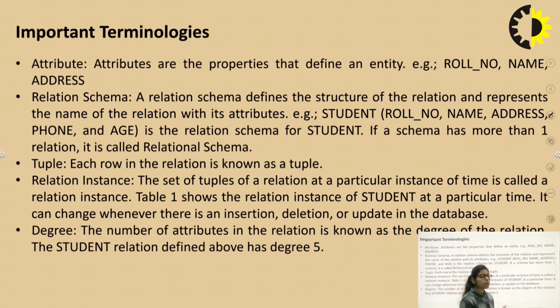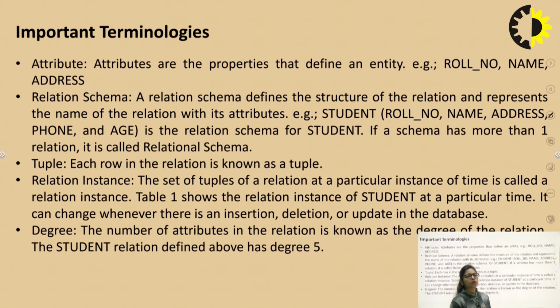Now, next important terminology is tuple. Each row in the relation is known as tuple. Every row in the relation is known as tuple. Next is relation instance. The set of tuples of a relation at a particular instance of time is called relation instance. Table 1 shows the relation instance of student. It can change at a particular time whenever there is an insertion, deletion and updation in the database.